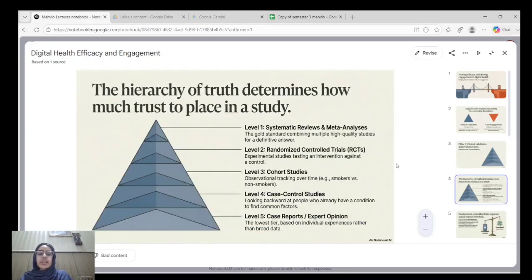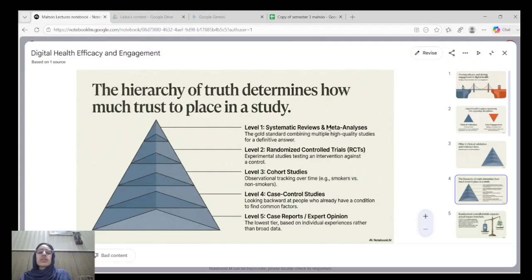And in medicine, not all data is created equal. The hierarchy of truth determines how much trust to place in a study. Let's walk through these 5 levels from top to bottom. Level 1 is systematic reviews and meta-analysis. This is the gold standard. It involves, for example, combining multiple high quality studies to give us a definitive answer.